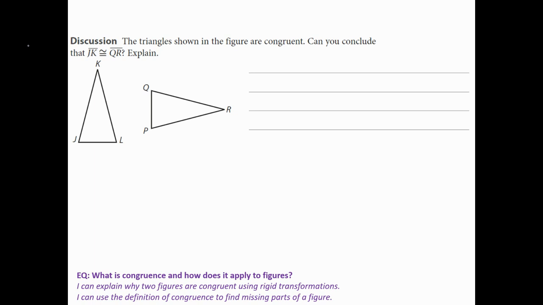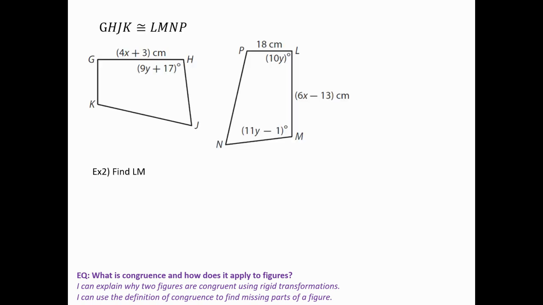I'm actually going to talk about this live in class at some point, whether these triangles are congruent. So I want you to have seen it beforehand. JK and QR, do you think that those sides are congruent? We're told the triangles are congruent, so are those sides congruent? Definitely something to think about, and we will come back to that in class at a later point.